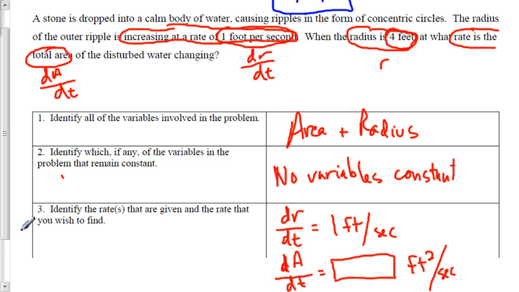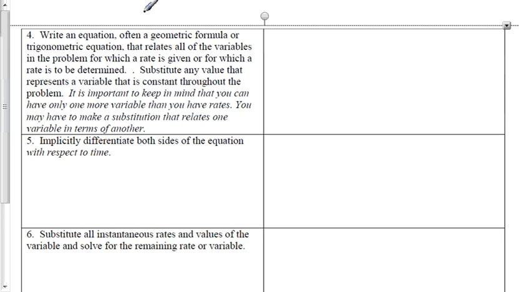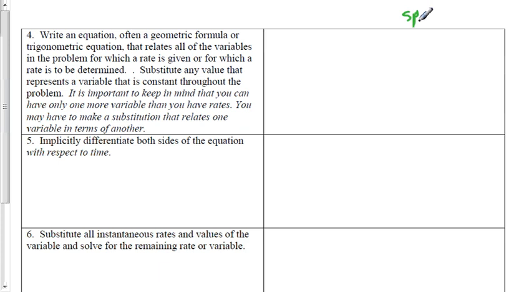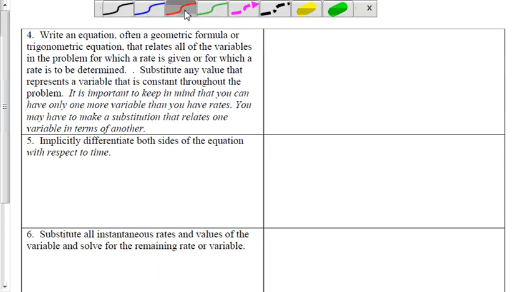Okay? And let's use this information to help us do 4 through 6 on the bottom of your page. So write an equation, area of a sphere. Excuse me, not area of a sphere. We're doing area of a circle. Let me do that again. I need my eraser. There we go. Area of a circle, because they were talking about concentric circles.